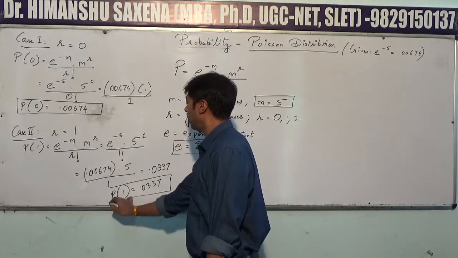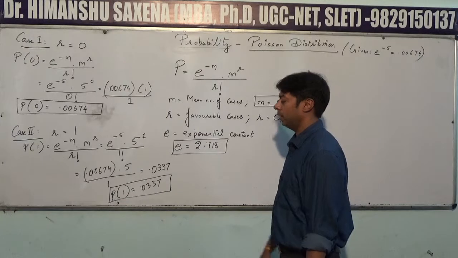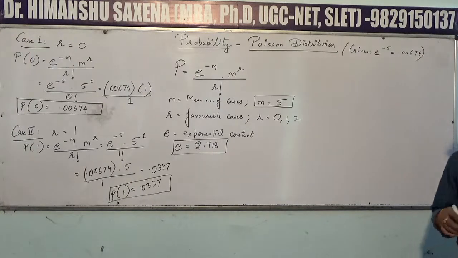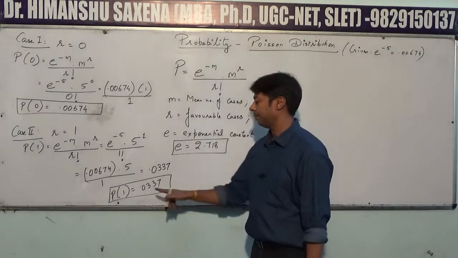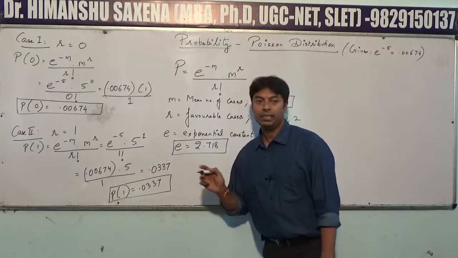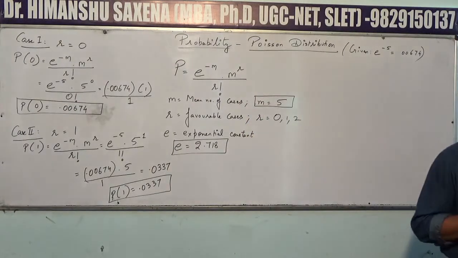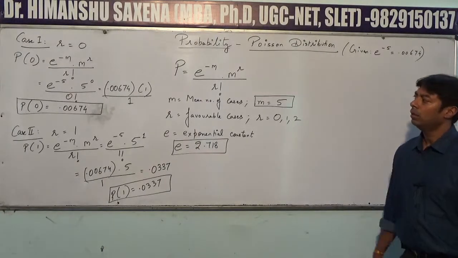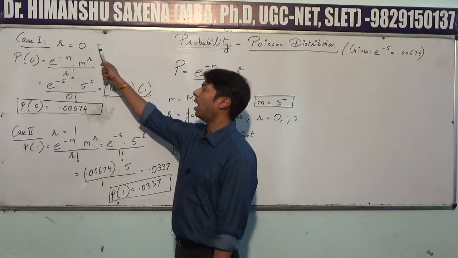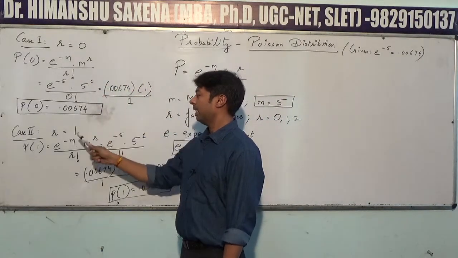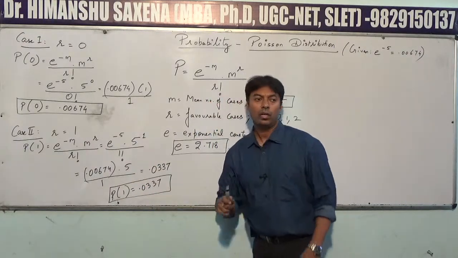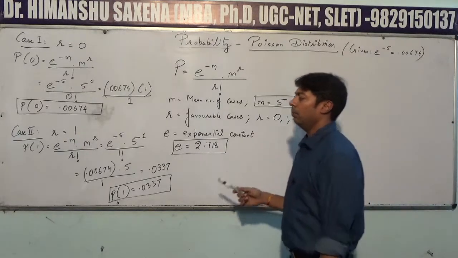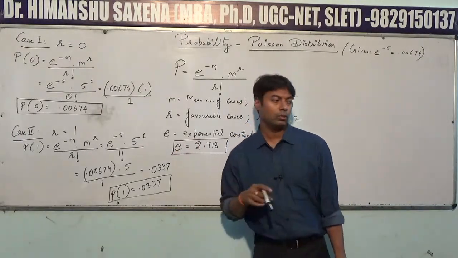Kindly take down up till here, then we will solve further. This was P of 1, which is equal to 0.0337. Please take down the values up till here. We have to solve one more case where the value of r is equal to 2. Initially we took r as 0, then r as 1. Now the third case: all of you who have taken it down, start solving the next one before we commence. Now r is equal to 2.